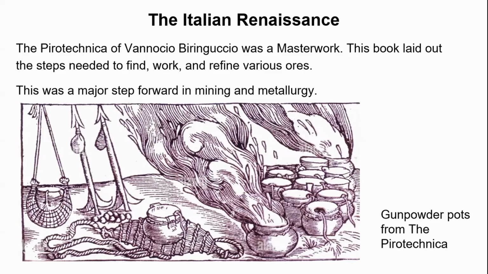Gunpowder pots from the Pyrotechnica. So at this point, he was describing gunpowder. And if you look over there on the left, you can see those barbed arrows. They've got gunpowder bags hanging off of them. Maybe they're arbalest bolts or something like that.